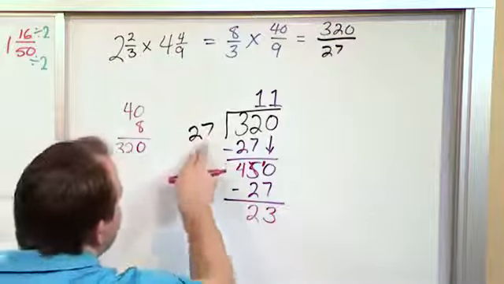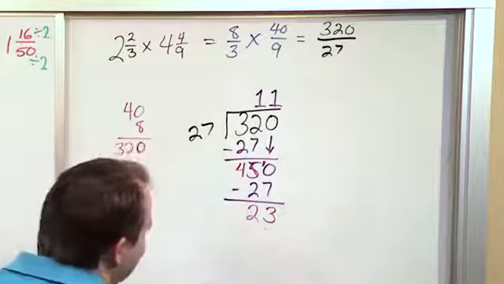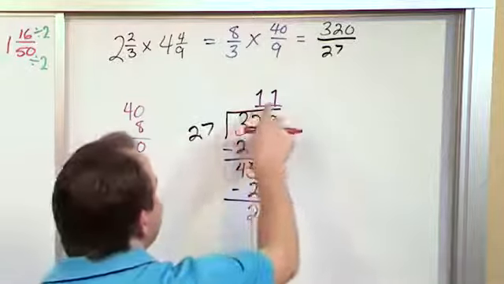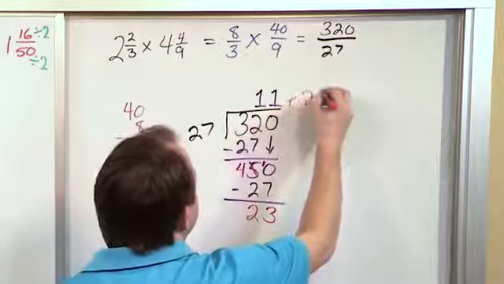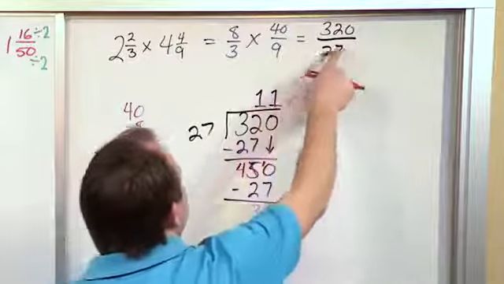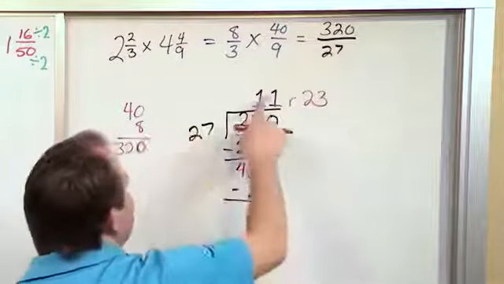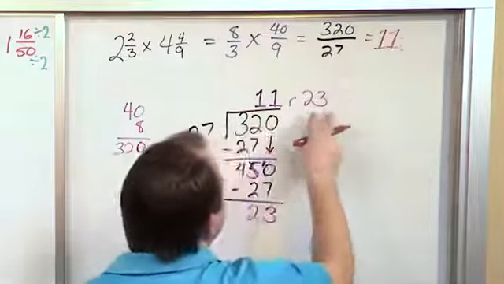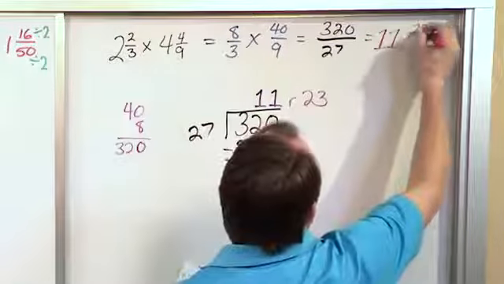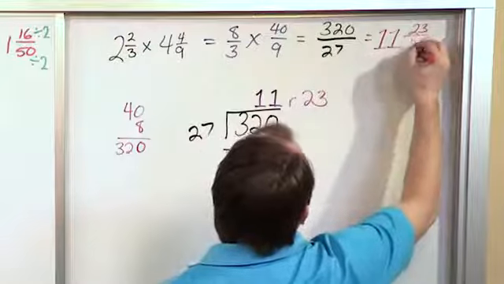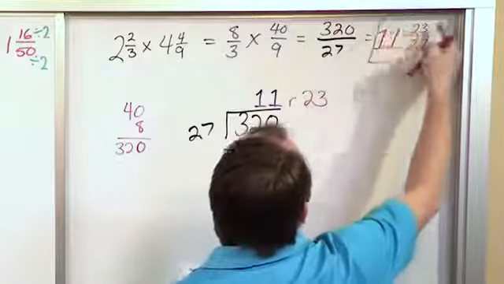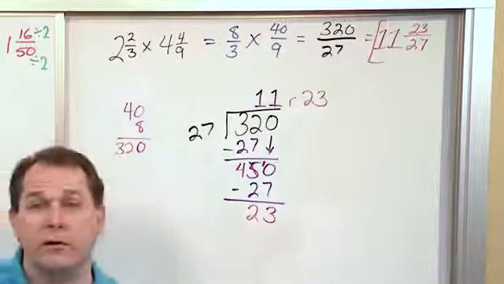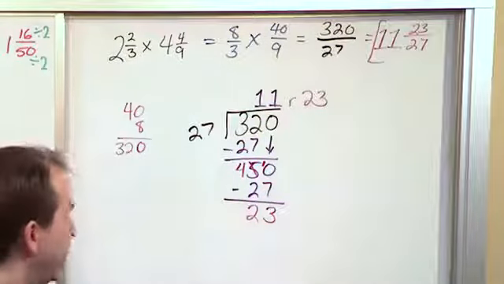So then we see, can 27 go into 23? And it can't. And there's no more digits to drop down, so we're basically done. The answer is 11 with the remainder of 23. How many times can 27 go into 320? We just figured out that it's 11 whole times. What's the remainder left over? 23 is what's left over, and we write it over the fraction of 27. And we know that we can't simplify this anymore because 23 and 27 are already pretty simplified, and we can't do anything more with it.